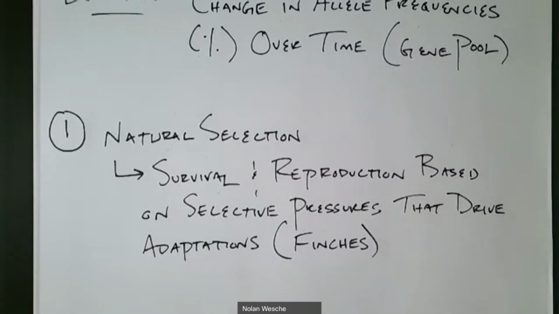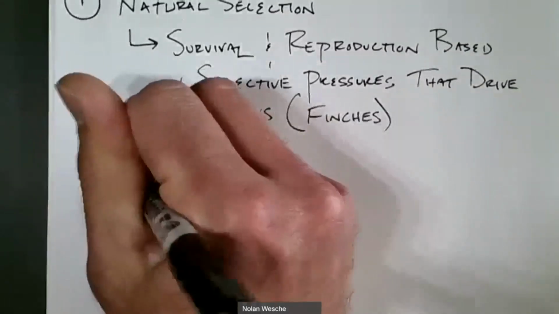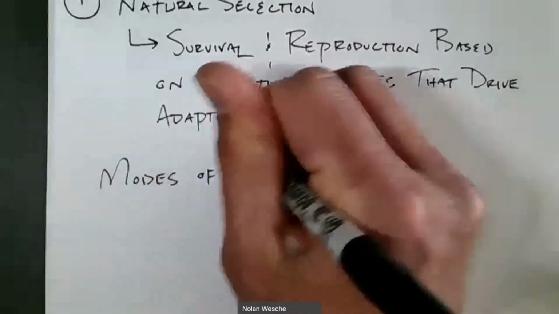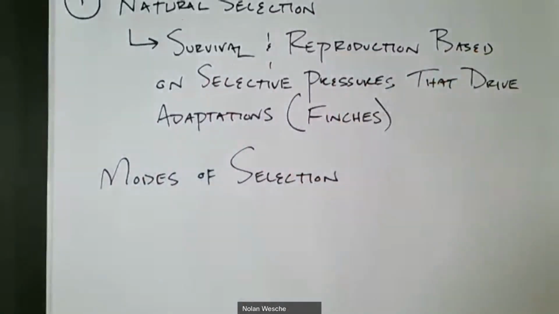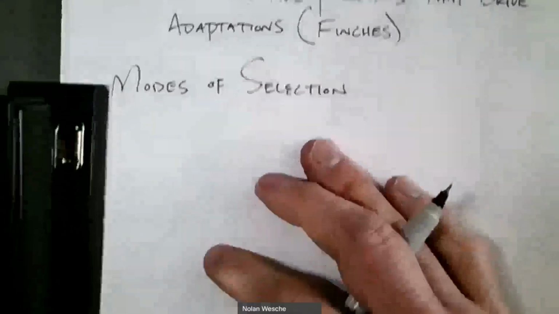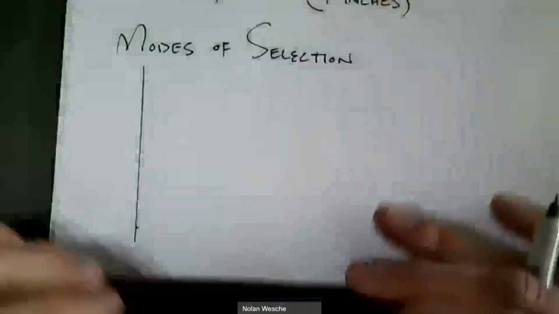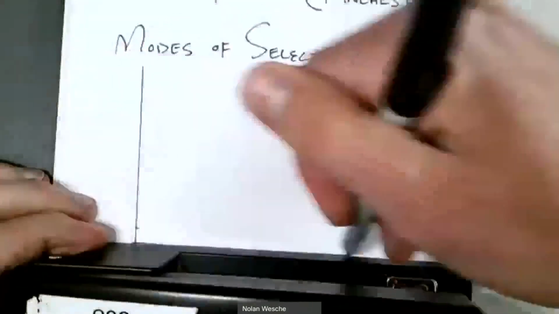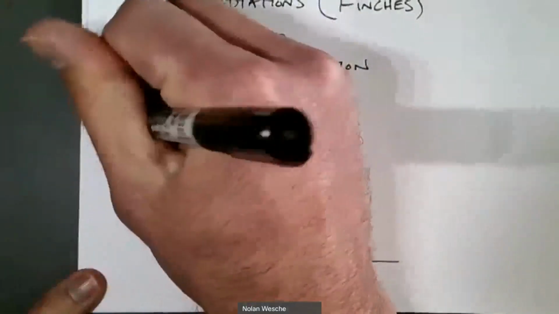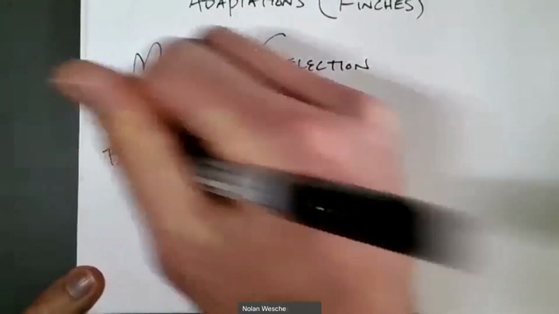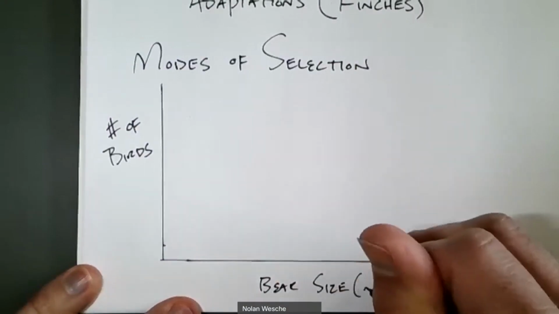We have 3 different modes of selection. So we're going to look at 3 modes of selection. So we're going to go ahead and write modes of selection. We're going to sketch these out for you, have you get a look at these. So let's say that, and we'll just make an XY plane here. Make a graph. And then we're going to have, let's say, number of birds over here on our y-axis. And then let's go beak size here on our x-axis. And let's say this is in millimeters.